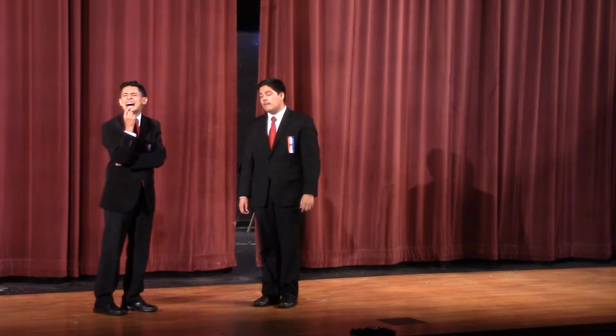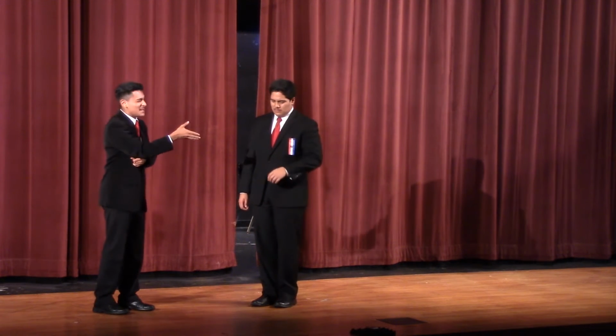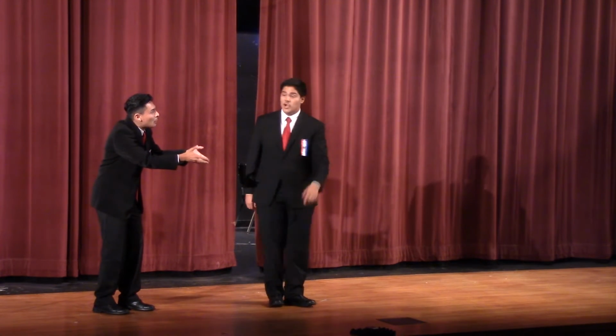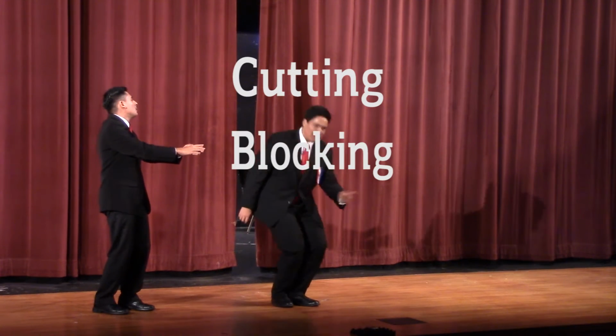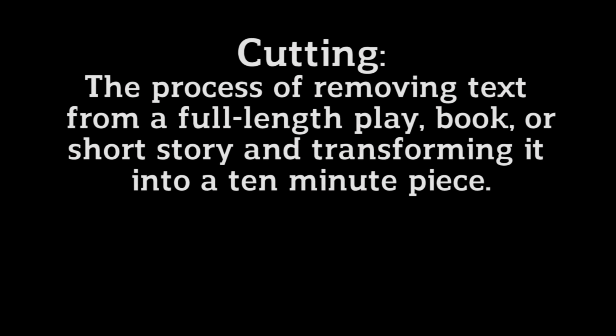There are three key areas of an interp performance that come together to create the performances you will evaluate: cutting, blocking, and characterization. Cutting is the process of removing text from a full-length play, book, or short story and transforming it into an 8 to 10 minute piece. This is the text of the performance you will watch.